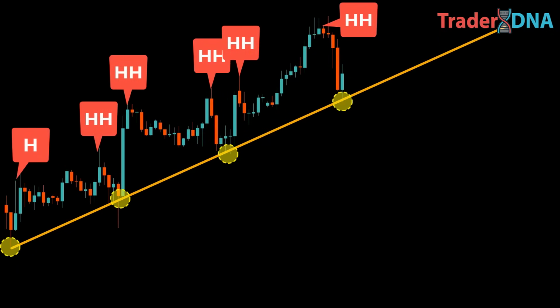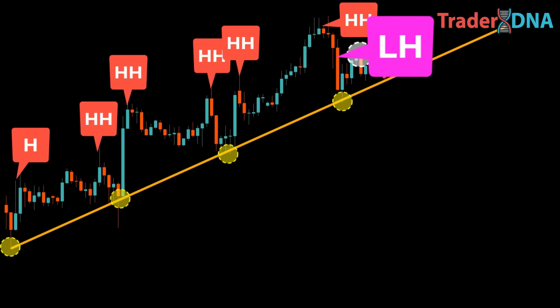But then, suddenly, something changes. If we look closely at the most recent price action, we see that the latest high is actually lower than the previous high. This shift is critical. It means buyers were no longer able to push the price to a new high, and that's a big warning sign. It's one of the clearest early signals that bullish momentum is starting to fade.